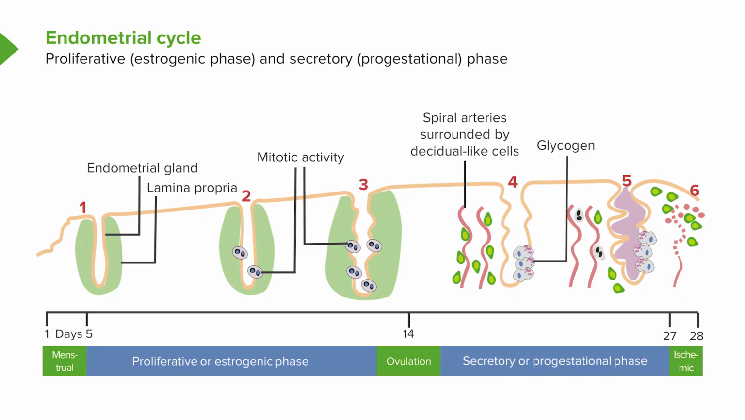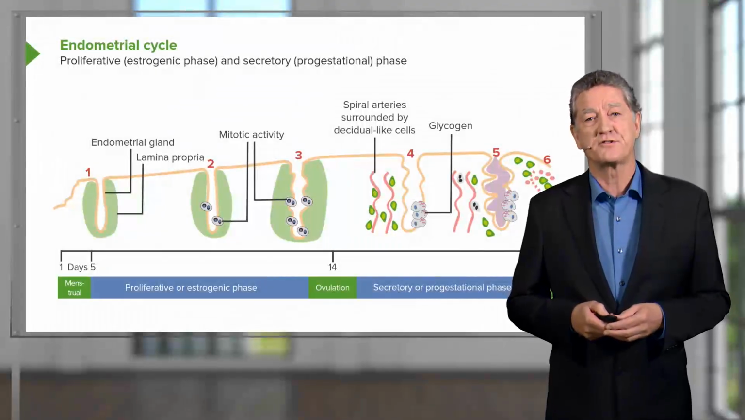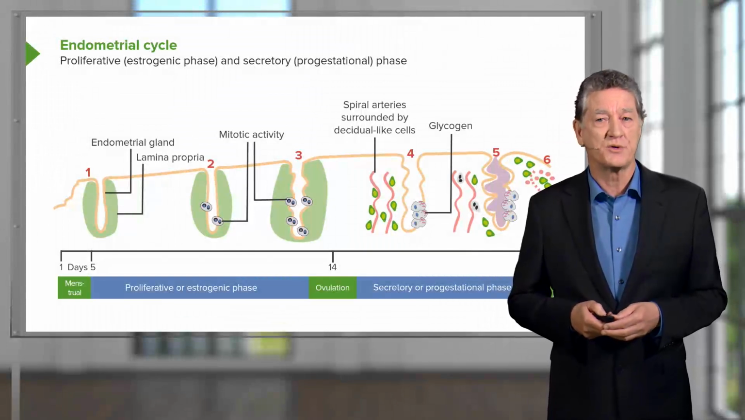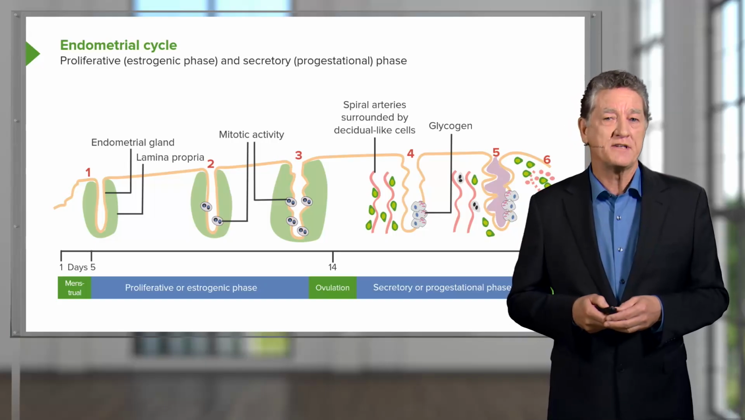Number 1 there, the endometrial gland is lost. Part of it's lost during menstruation. And then number 2 there indicates that under the influence of estrogens, these glands repair themselves. A lot of mitotic activity going on to repair the glands and to repair the surface of the endometrium. And the gland grows, as you see in number 3 there, under the influence of estrogens. And then after ovulation, under the influence of progesterone, the glands become secretory and coiled, as you also see in this slide. And you have the development of the spiral arteries going up into the endometrium.